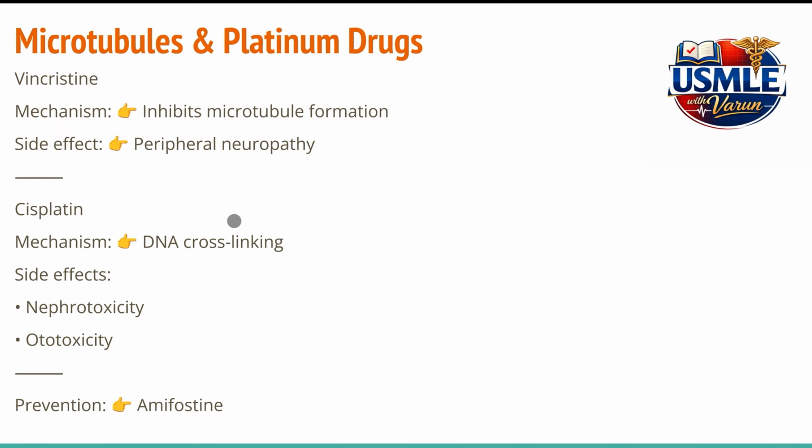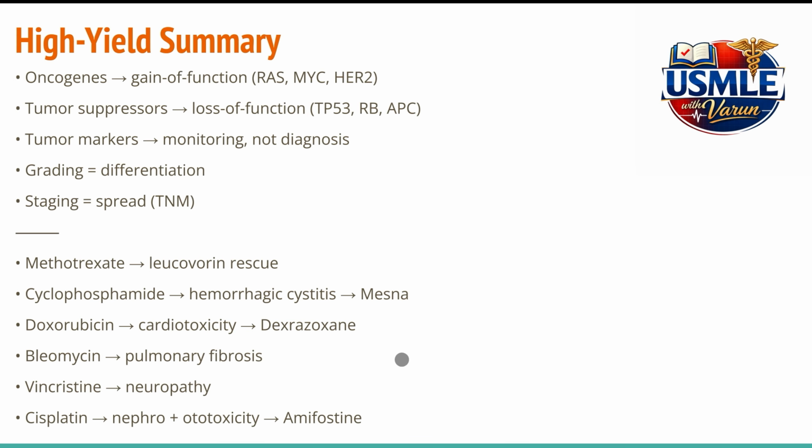Some of the drugs that we have discussed till now, we have followed all of them in the same pattern. Vincristine is concerned with inhibition of cell division by inhibiting microtubule formation. The main side effect is peripheral neuropathy, whereas cisplatin's mechanism of action is cross-linking the DNA molecules, and this leads to side effects like nephrotoxicity and ototoxicity. For preventing cisplatin toxicity, we use amifostine.